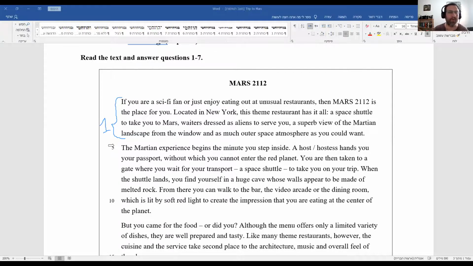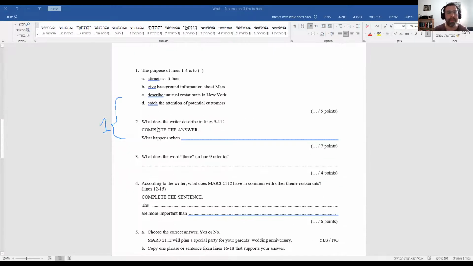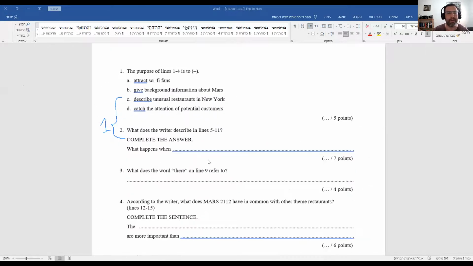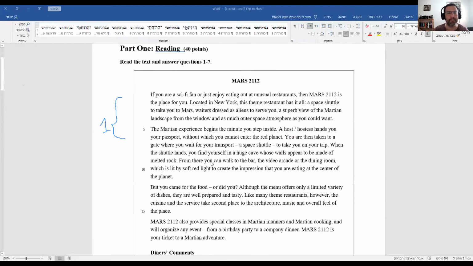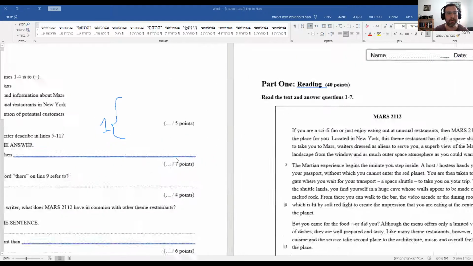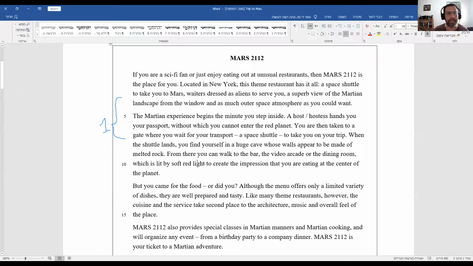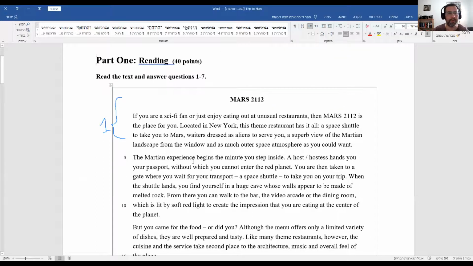After you do that, you go to question number 2, and you do the same thing, etc. Okay? So you would go to question number 2. What does the writer describe in lines 5 through 11? So we know the question, sorry about that. This is going back up here. So, sorry about that. This was the question here.